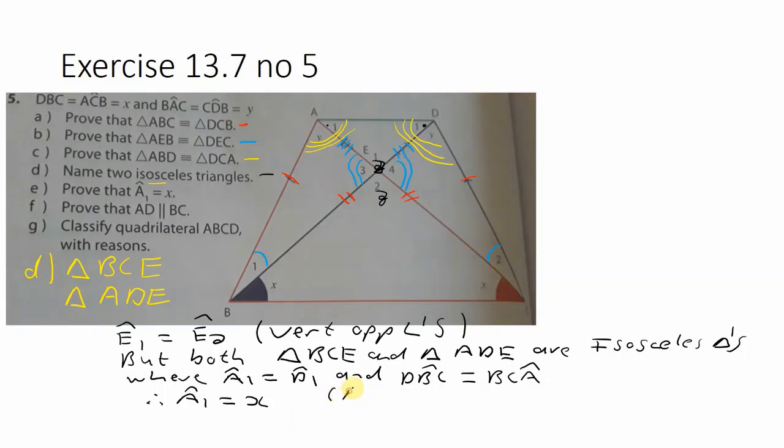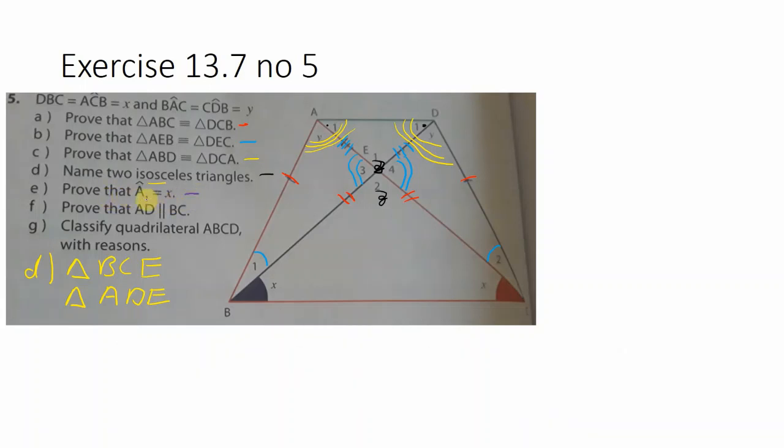due to the angle sum of a triangle property together with the isosceles triangle properties. Okay, so it should actually be angle sum of triangle. So from number E, we have proven that A1 is equal to x. Okay, so we know that this angle is x.